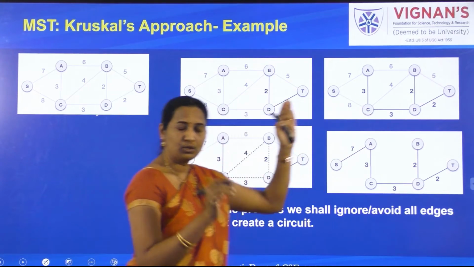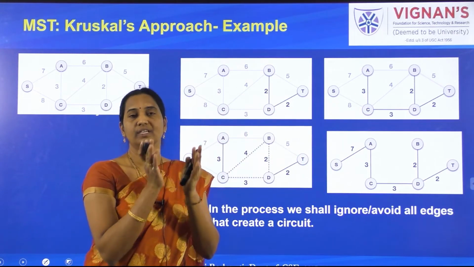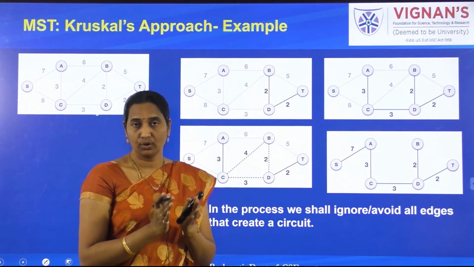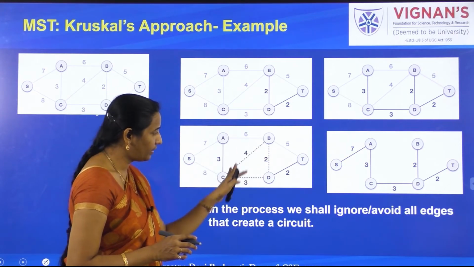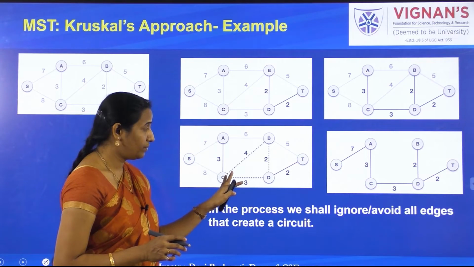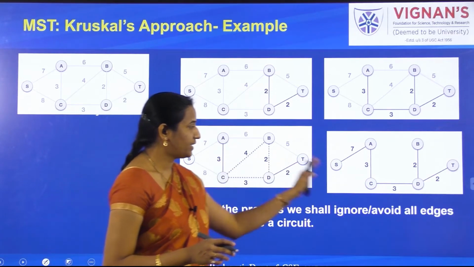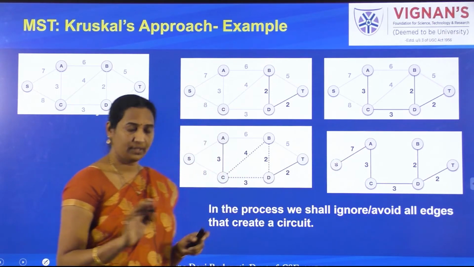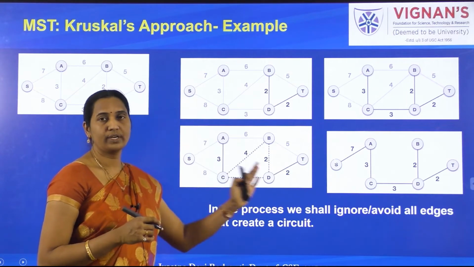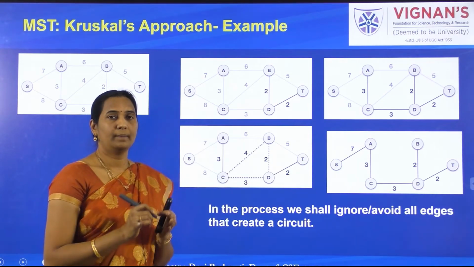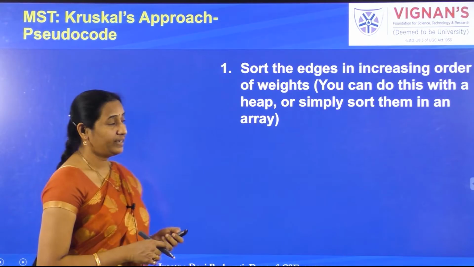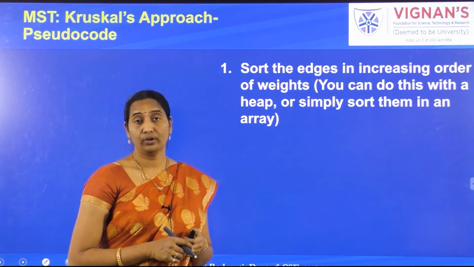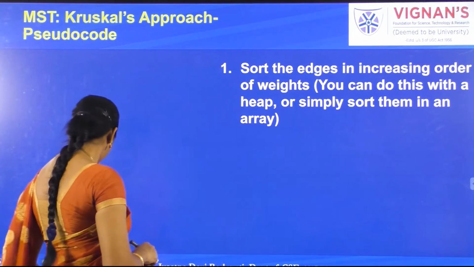So you need to write in the examination in the stepwise manner, otherwise you will be losing marks. And here, because there is a loop that is getting formed when I add this edge CB, I should not consider this. And the next step is add 7, and with that you can close the solution. This is just to demonstrate how you should present your example in the examinations. And now let's look at the pseudocode of this Kruskal's approach.